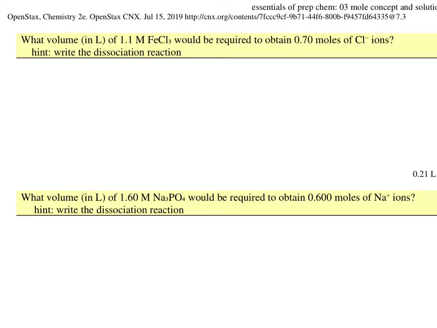In this problem, we're targeting an amount of 0.7 moles of chloride ions, and the source of the chloride ion is iron 3 chloride, so we have to write the dissociation reaction to start. So we have iron 3 chloride put in water, dissolving. We end up with an iron 3 plus and 3 chloride ions in aqueous solution.